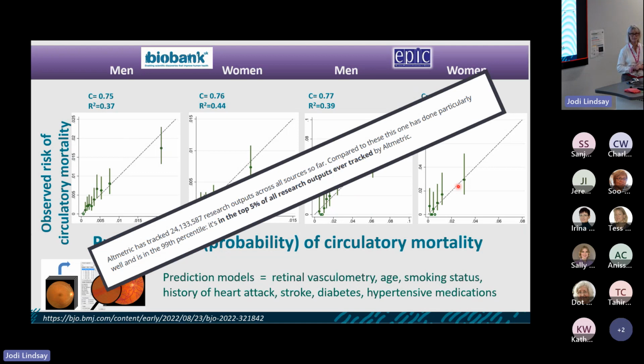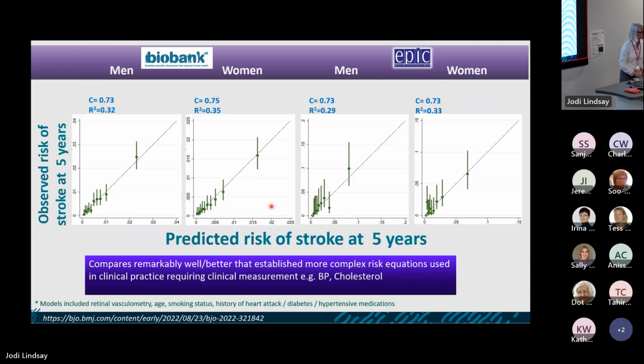We published this back in October in the British Journal of Ophthalmology, and we're absolutely delighted that altmetrically it's tracked nearly 25,000 outputs. I know the full paper has been downloaded about 25,000 times. Compared to other papers published at that time, this is in the top 1 percentile of publications, and in the top of all research outputs ever tracked by Altmetric. Our team is very proud of that.